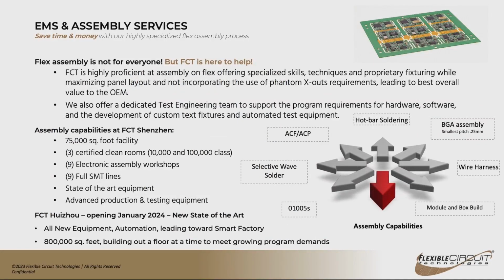From there, assembly services, as I've mentioned, we do a ton of placement of components, but beyond that, offer the product module, the complete box build services, some specialty areas: hot bar soldering, ACF bonding, 01005 component placement, BGA assembly. So this just gives you some background information on our assembly capabilities.